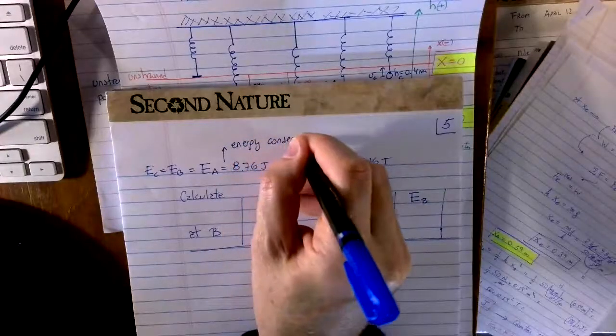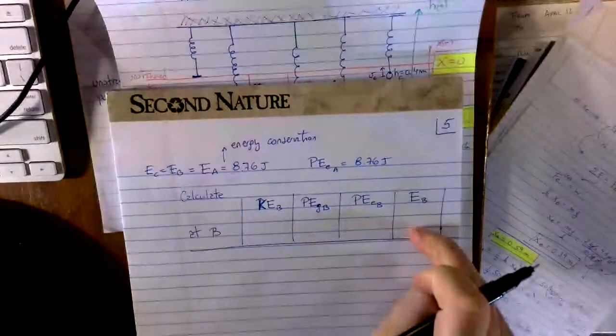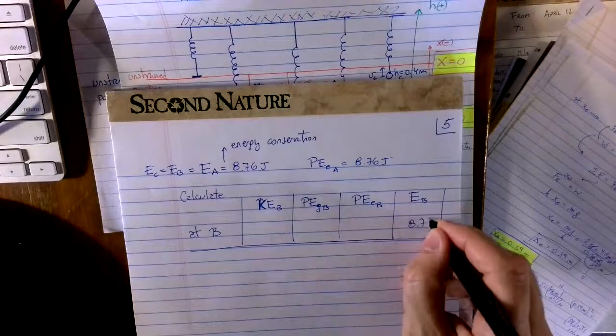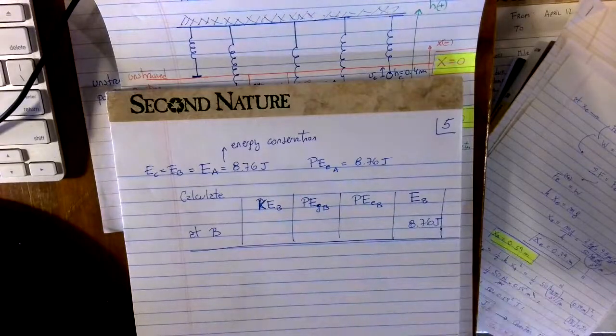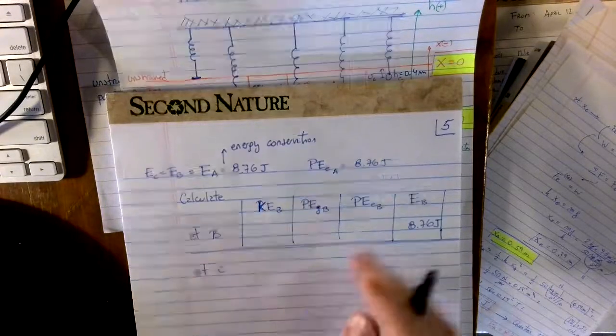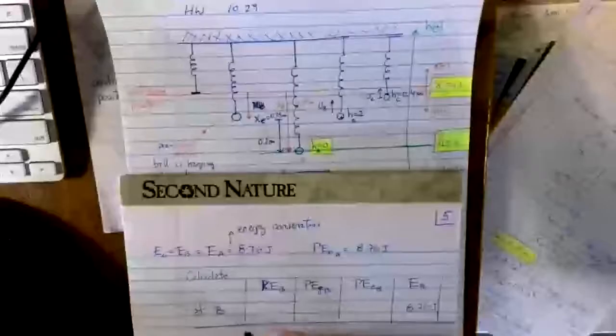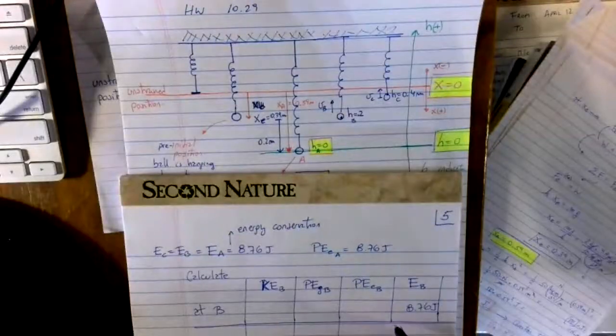Energy conservation. So this number here has to be equal to 8.76 joules. In fact, later on we are going to calculate this at the point C. So at the point C, what is going to be the total energy? What is this number here? Exactly, 8.76 joules. And in fact, we already calculated that at the point A.